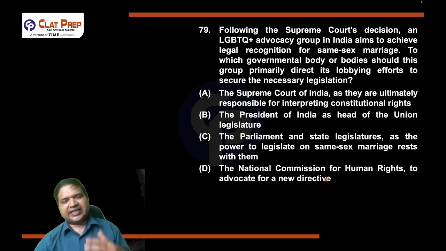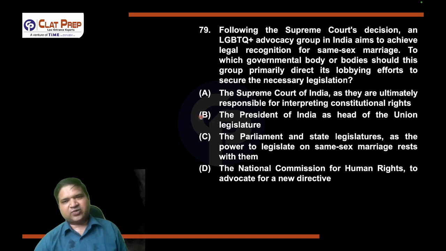Now, as we saw in the passage, the same issue was involved. It was regarding the recognition of same-sex marriage, and the court said that we cannot help. It is for the Parliament and the state legislature to decide, and they can make law on that. So Supreme Court of India, no. Option A eliminated because the Supreme Court raised its hands saying that it is for the Parliament to decide. The President of India, nowhere is it given in the passage that the President of India as the head of the Union legislature can make a law on same-sex marriages.